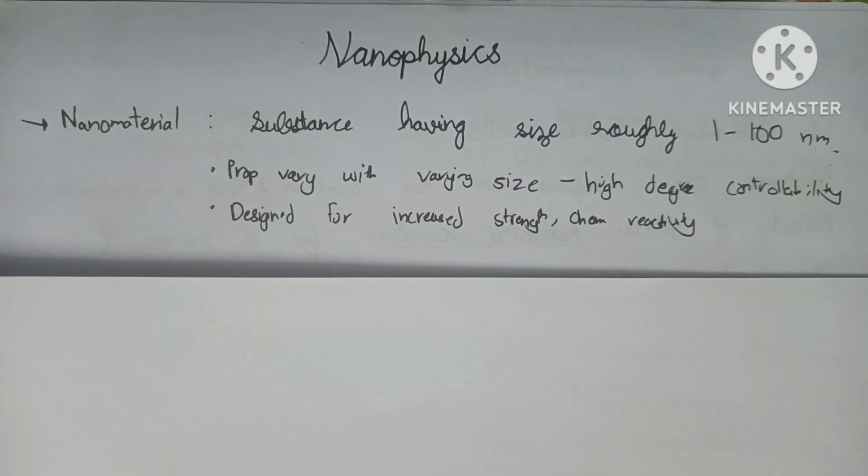Today we are going to be covering the module application of quantum physics, and we are starting with the topic nanophysics. So what is a nanomaterial? It is defined as a substance having size roughly 1 to 100 nanometers, and it has properties which vary with varying size, which is what is accountable for its high degree of controllability, and it is designed for increased strength and chemical reactivity. Now, which factors lead to it having such a high chemical reactivity?